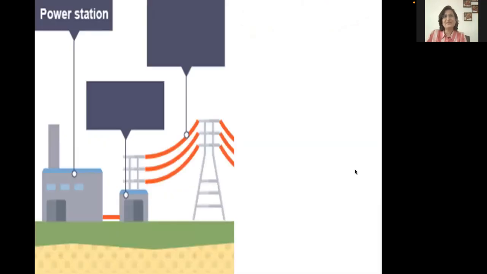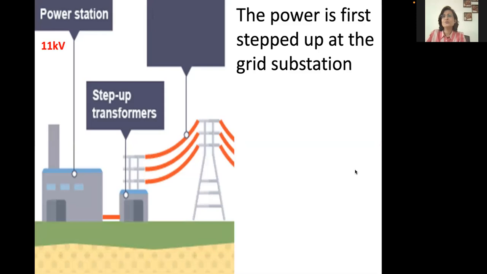So let's have a quick recap. At power station, 11,000 volts. Then from the power station, the power first goes to a grid substation where it is stepped up. There are certain transformers which will step up, meaning increase the voltage from 11,000 to 132 kilovolts.